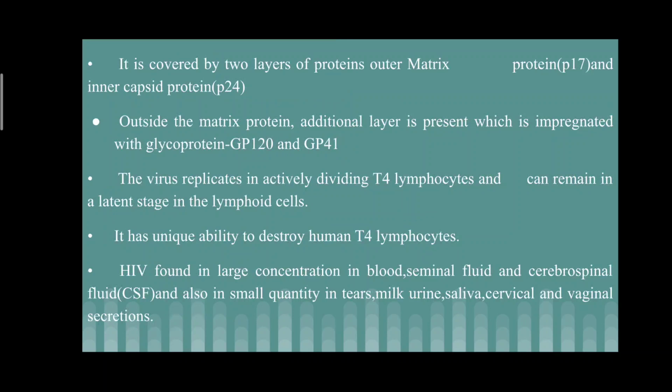This virus replicates in actively dividing T4 lymphocytes and can remain in a latent stage in the lymphoid cells. It has a unique ability to destroy the T4 lymphocytes. Thus, HIV is found in large concentration in blood, seminal fluid and cerebrospinal fluid, that is the CSF, and also in small quantity in tears, milk, urine, saliva, cervical and vaginal secretions.